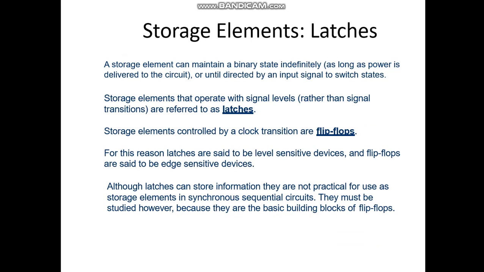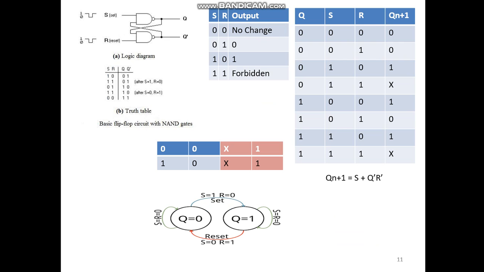Sequential circuits have two types. One is latch, another one is flip flop. Storage elements that operate with signal levels are called latches. Storage elements controlled by a clock transition are flip flops. So the first flip flop is the SR flip flop. S means set, R means reset. This is a basic flip flop used in flip flop operations.